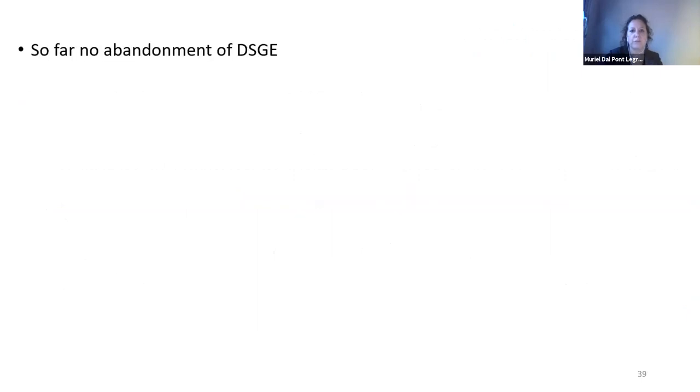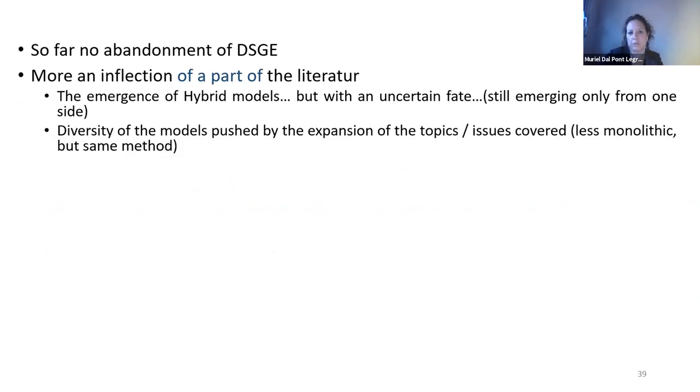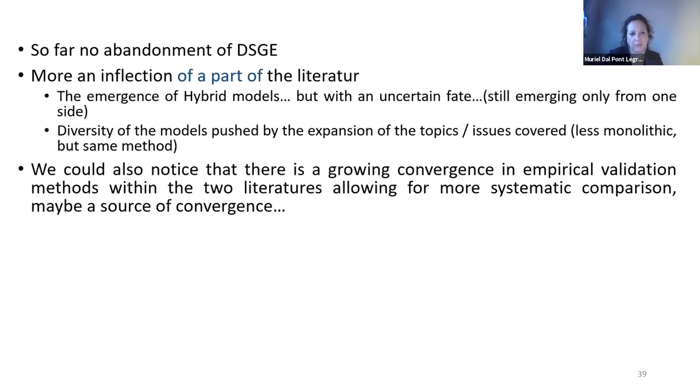So thinking about the future of macro, clearly, whatever people say, there is no abandonment of the DSGE, that is totally different from what happened. There is clearly an inflection of part of the literature with the emergence of hybrid models, but it is not very clear what they will have become. A diversity of models, it is clear, pushed by the expansion of topics, by the issues covered. So less monolithic approach, but the same fundamental method. So let's see if it is a source of diversity.